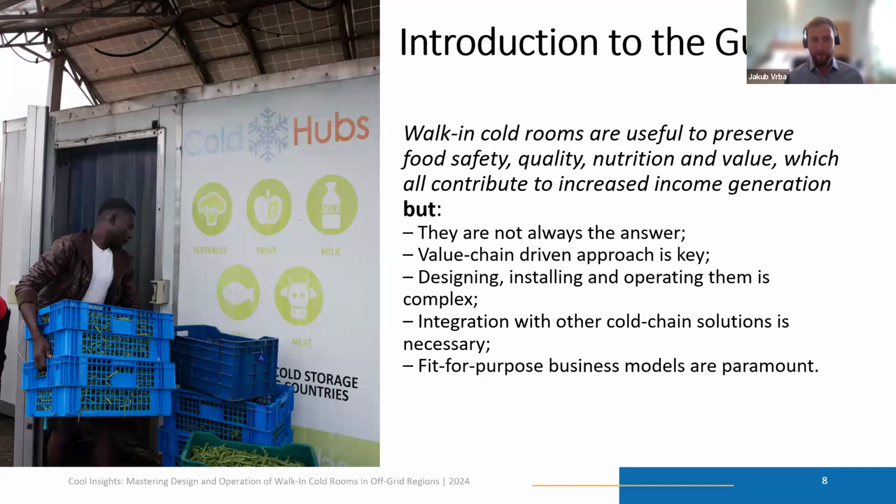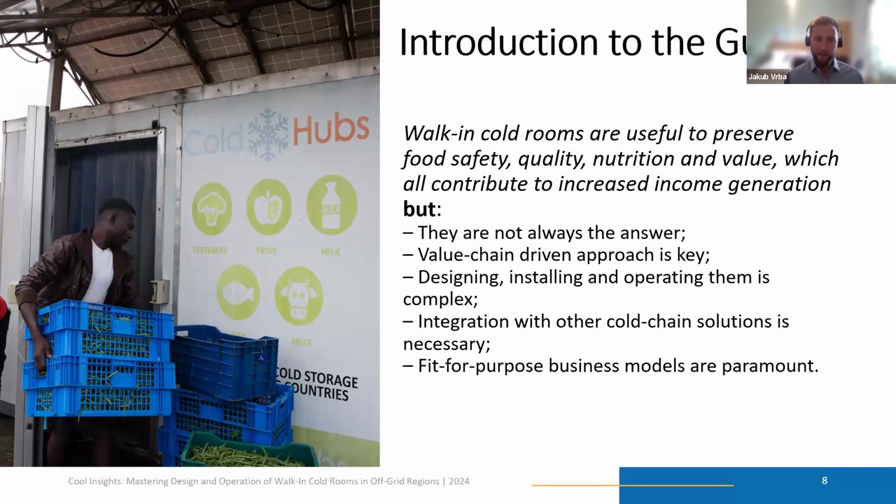For example, there might be some instances where building a greenhouse supplied by solar-powered irrigation would extend the harvest season, and it can actually be more economically viable than deploying a cold room to increase the shelf life. So it's always a fine balance to decide when cold rooms are actually the right solution. It's important to consider cold rooms in a holistic view rather than jumping to the conclusion that they are always the answer to the problem. So our very first step in the guide starts with the question of whether walk-in cold rooms are the right solution, and this should always be considered.